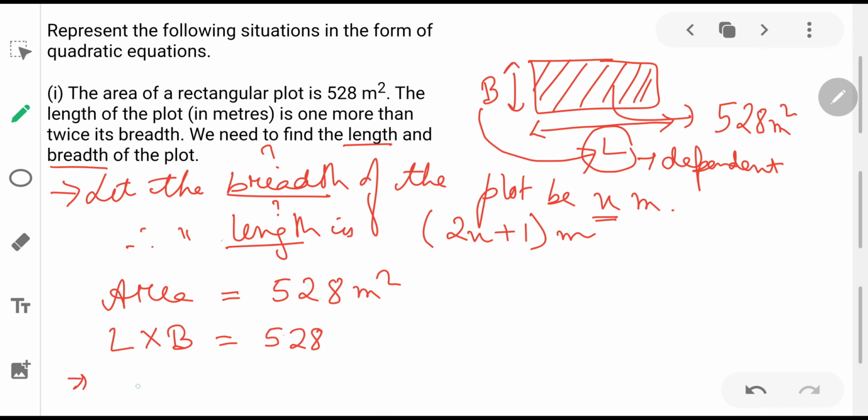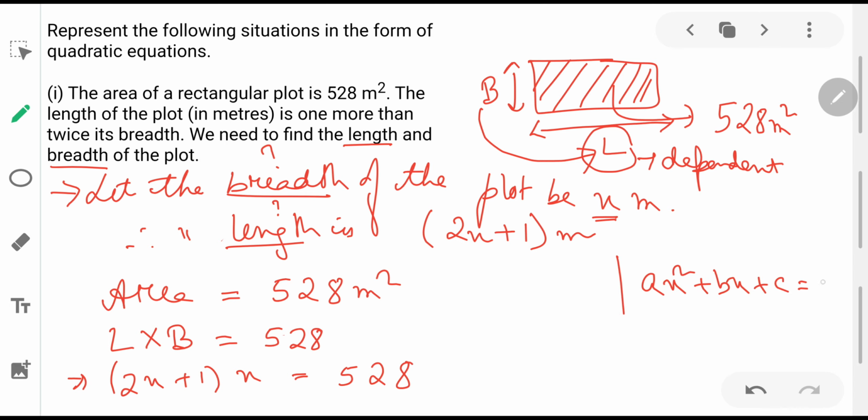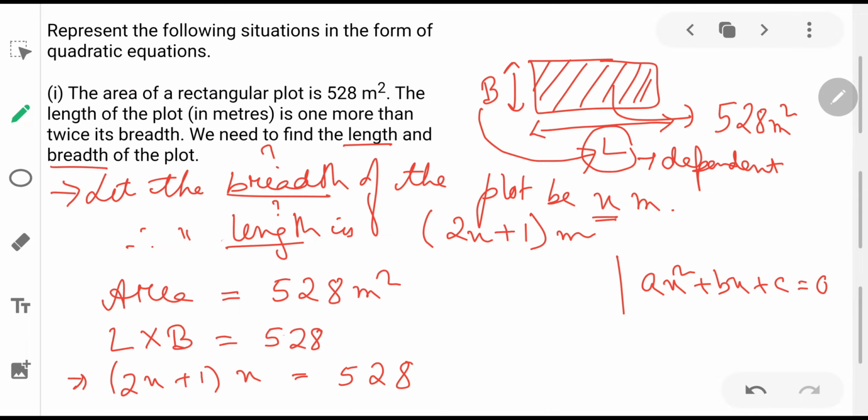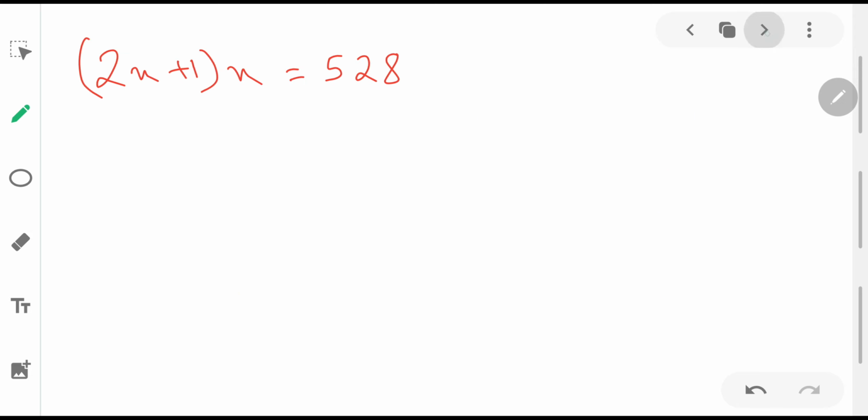So, what is the length now? The length is 2x plus 1. What is the breadth? The breadth is x, equals to 528. Now, we need to simplify it and take it into the standard form of quadratic equation, which is ax square plus bx plus c equals to 0. So, let us take it into that form. So, what is the equation now? 2x plus 1 into x equals to 528. Let us recheck it. 2x plus 1 into x equals to 528. I have written it twice because it was in the previous page, but you need not write it twice. You can just write it once and leave it like that.